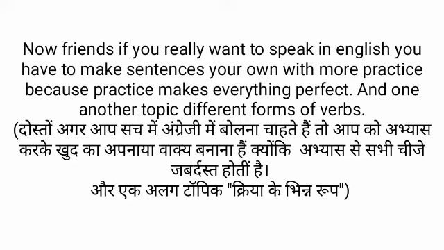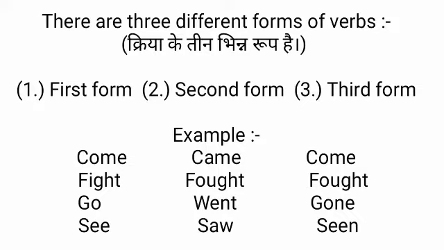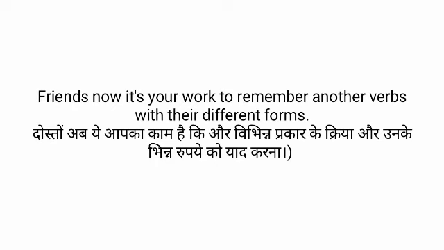with more practice, because practice makes everything perfect. There are three different forms of verb: first form, second form, third form. For example, first form come, second form came, third form come. Just like fight, fought, fought; go, went, gone; see, saw, seen. Friends, now it's your work to remember other verbs with their different forms.